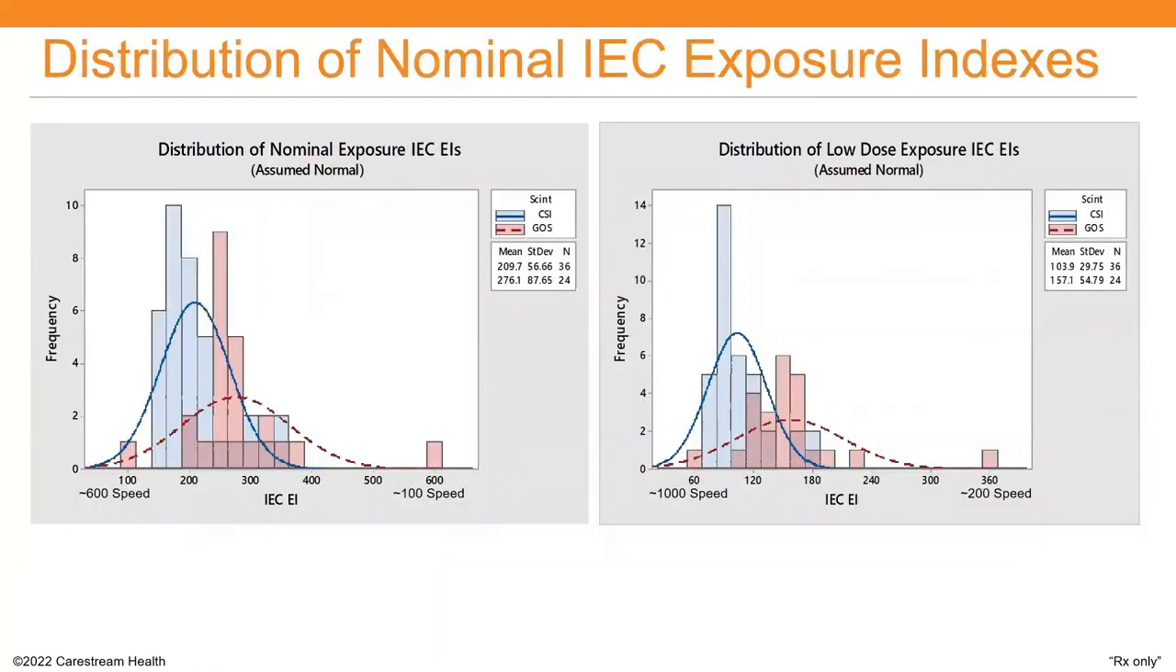This histogram shows nominal exposure indices, which are shown on the left, and it demonstrates a bimodal distribution, which is consistent with the 2 types of scintillators associated with the panels used in the study, gadolinium oxysulfide and cesium iodide. The right histogram of low-dose exposure indices follows the same relationship as expected.